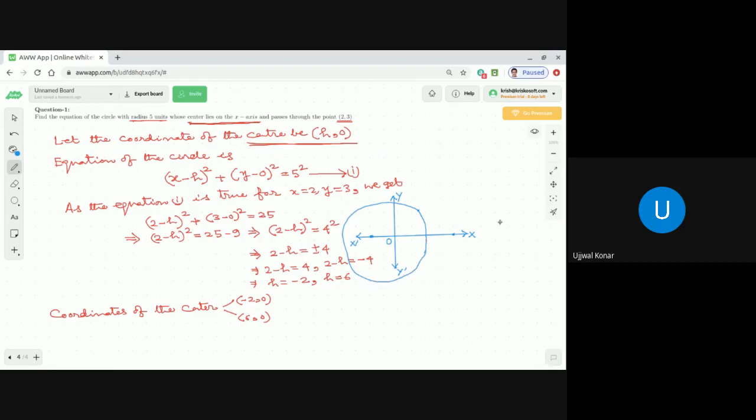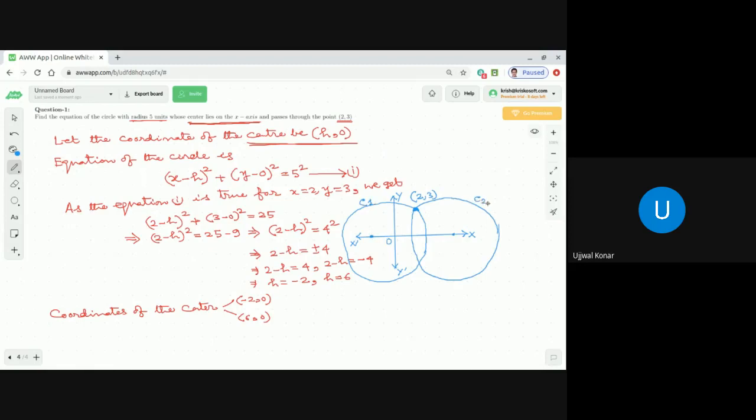Okay, and another circle something like this. Though it looks very bad as far as the circle drawing is concerned, you understood what I wanted to mean, right? So this is the point 2 comma 3. This is the point 2 comma 3.